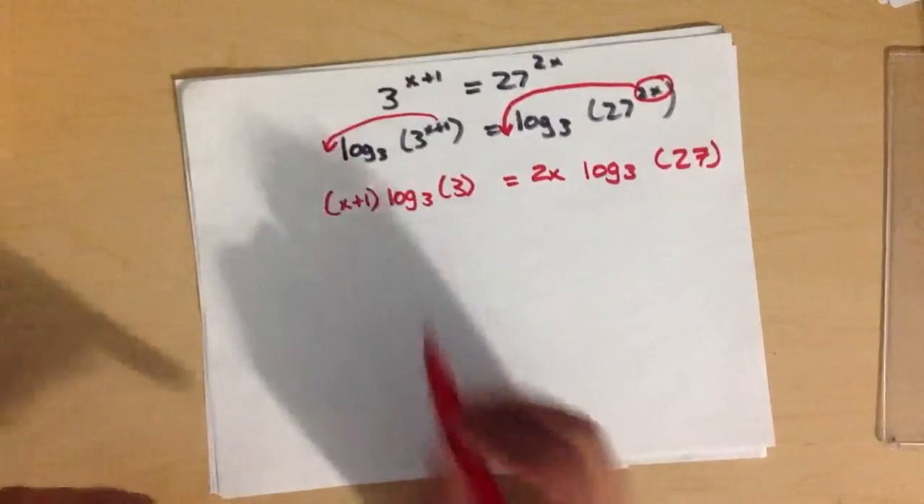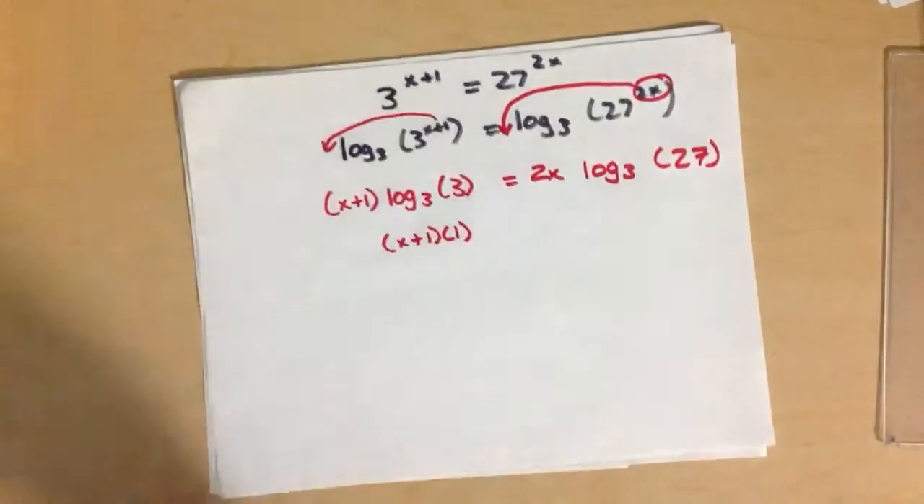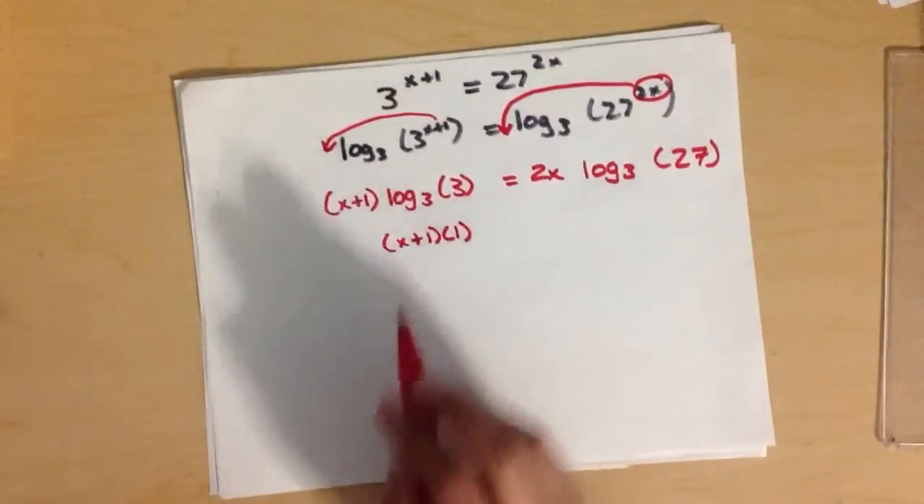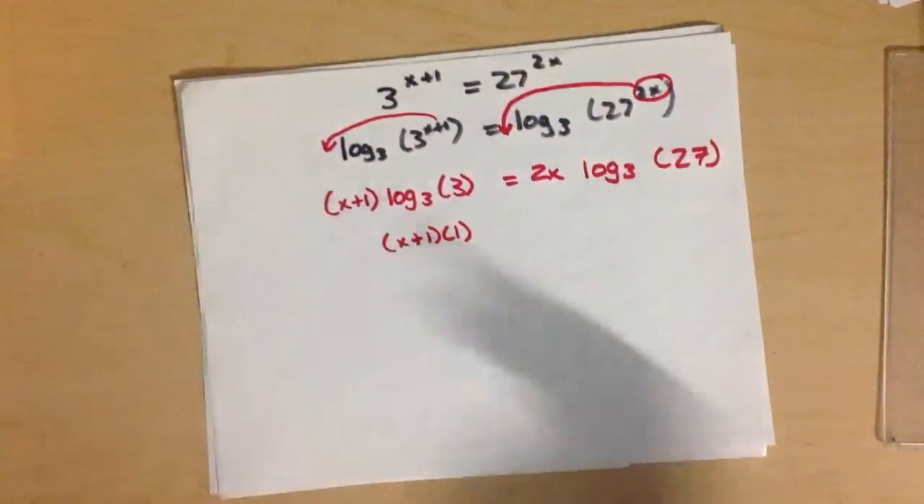Well, 3 to the 1 is going to be equal to 1. So x plus 1 multiplied by 1. And that's the exact reason why we chose base 3 there, because we wanted to get rid of that log. We want to get rid of that 3 so we can just solve for x, right?